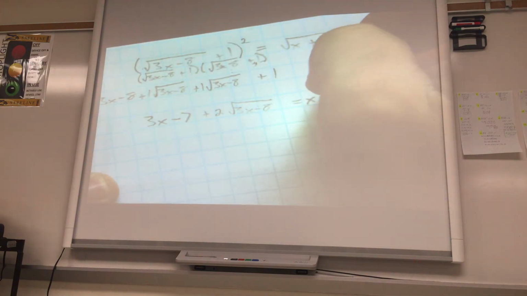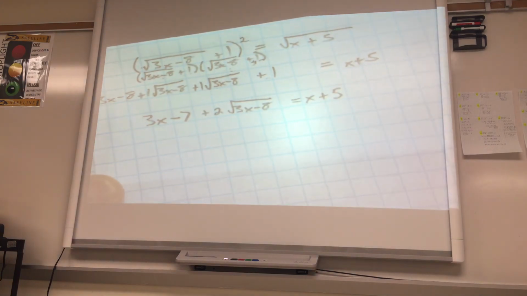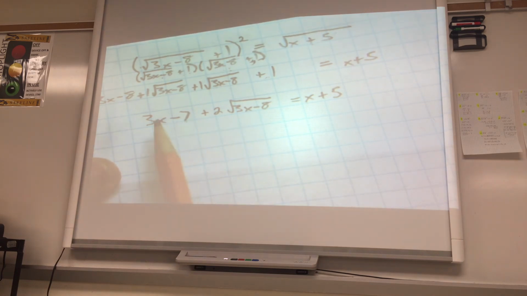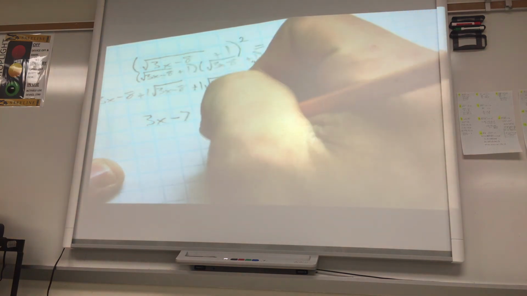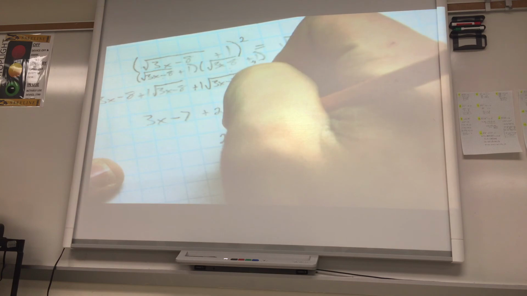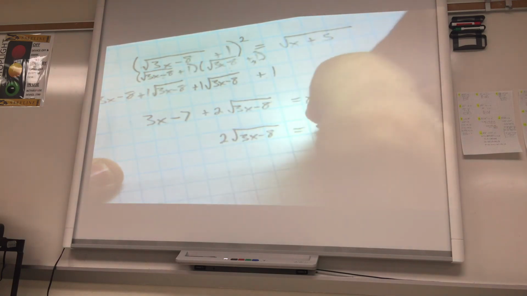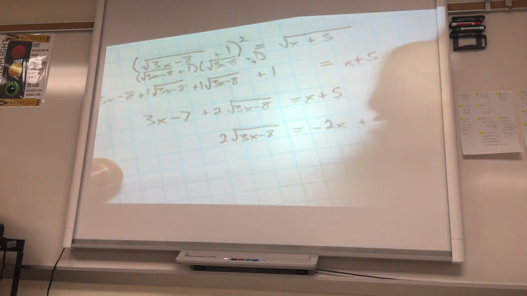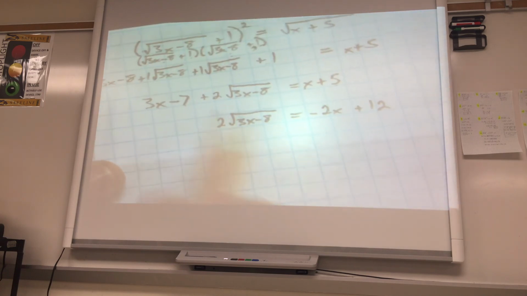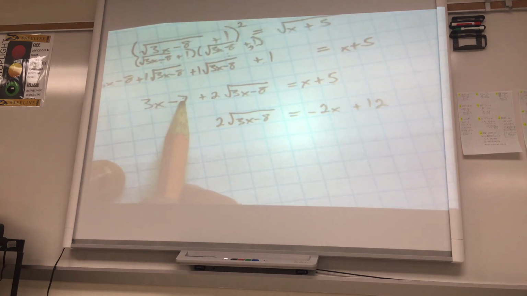This is the toughest type, that's why I wanted to put it on the end of this video. If you can do everything else but you can't do this, not a big deal, okay? You're doing fine. So I'm going to add 7 and subtract 3x from both sides so I can get this by itself. When I add 7, that's going to be a 12. When I subtract 3x, it's going to be -2. So I end up having 2 square root of 3x minus 8 equals -2x plus 12. Hopefully that made sense. I got rid of this and this by adding 7, subtracting 3x from both sides.